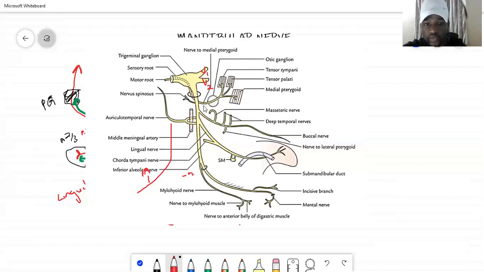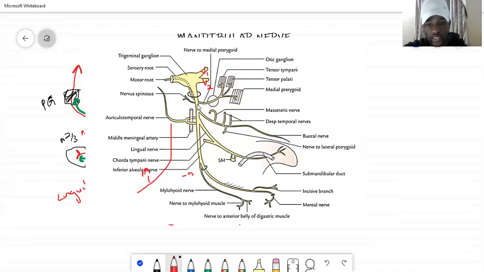So this branch that goes to those muscles is called the nerve to medial pterygoid. Awesome. And then from there, what you have is your anterior division and your posterior division. So on your anterior division, you just leave the masseteric and the deep temporal nerves for now, right? But they branch from the buccal nerve.